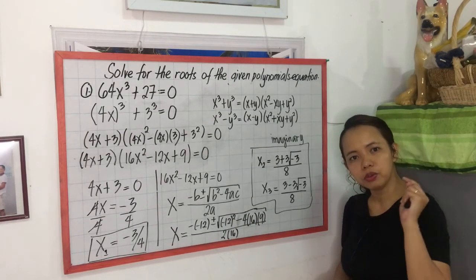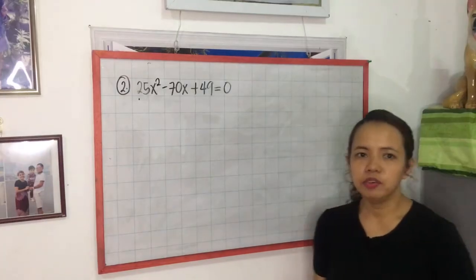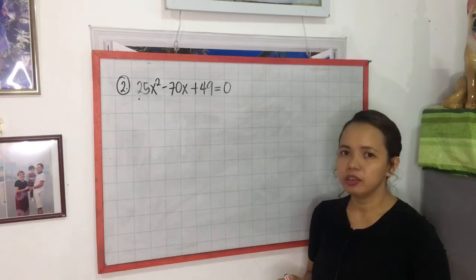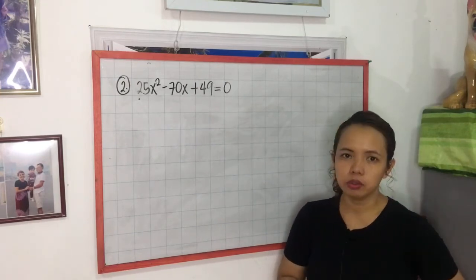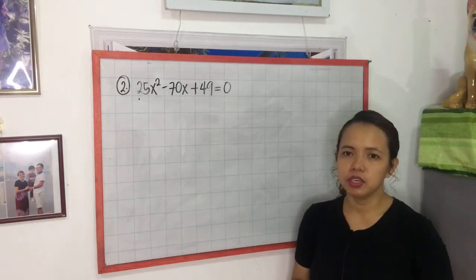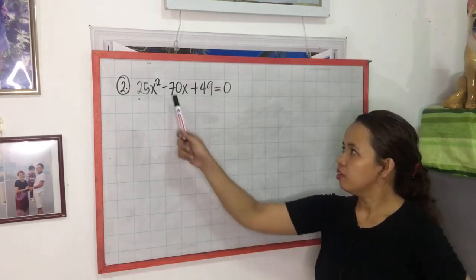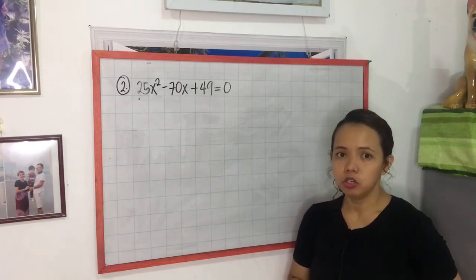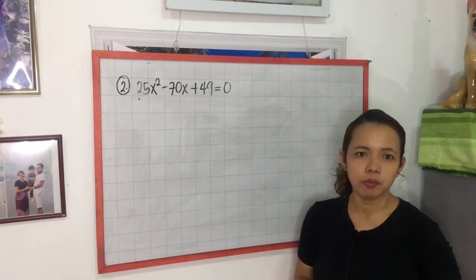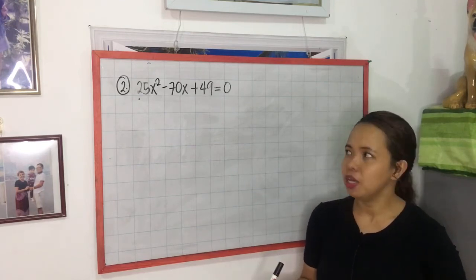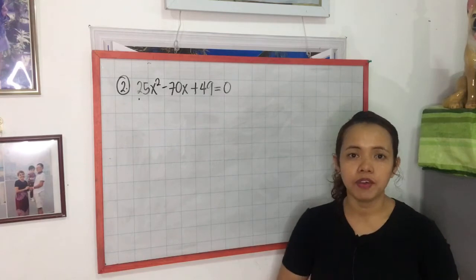Okay, now we will go to example number 2. Okay, so we have here example number 2, 25x squared minus 70x plus 49 is equal to 0. So we're going to solve the roots of this given polynomial equation. So as you can see, the highest power is 2. So it's a quadratic equation. So we can just use completing the square, quadratic formula, or by factoring. So as for me, we can just use the factoring method.